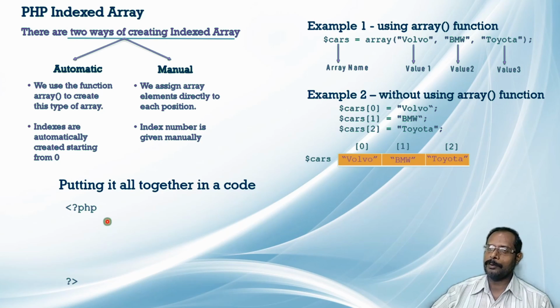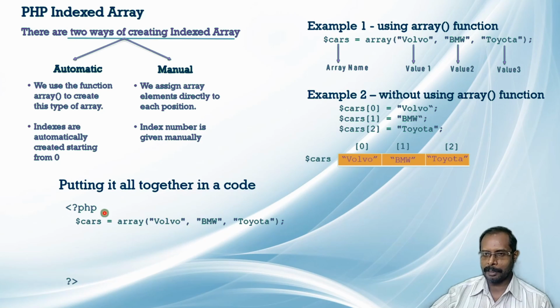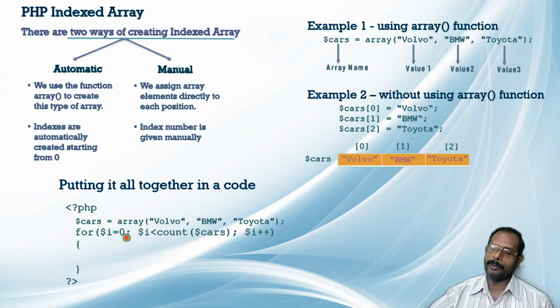What I am going to do now is use example 1, where I have assigned the 3 values in a single line. This line I am going to bring over here. So here you have declared the array as well as assigned the 3 values to this array. After this, I am going to use a for loop with the variable $i.